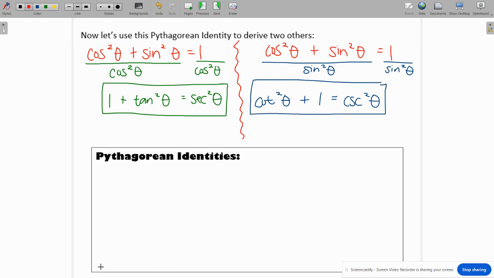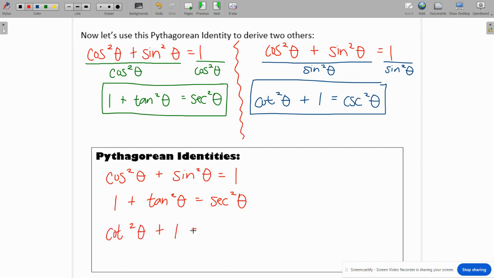I'm going to write them all in this box. This is really just for you so that it's in one quick spot for you to reference anytime that you need it. We know cosine squared plus sine squared equals 1. Then if you divided everything by cosine squared, cosine squared over cosine squared is 1, plus sine squared over cosine squared is tangent squared, equals 1 over cosine squared, which is secant squared. So there's your second one. And from the beginning, if we divided everything by sine squared, we would get cotangent squared of theta plus 1 equals cosecant squared of theta.